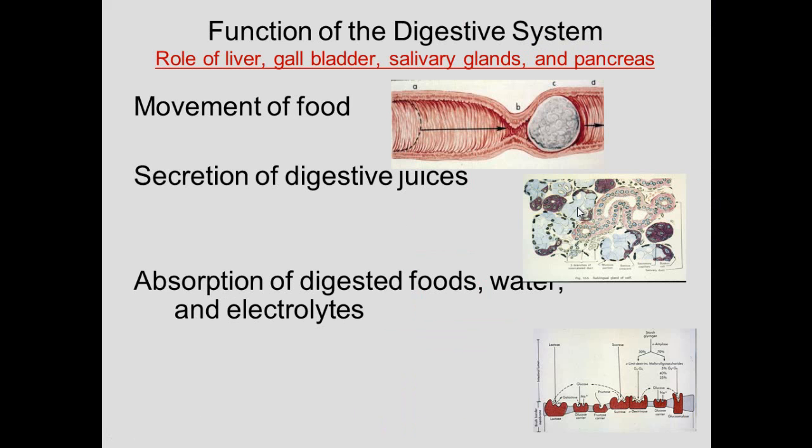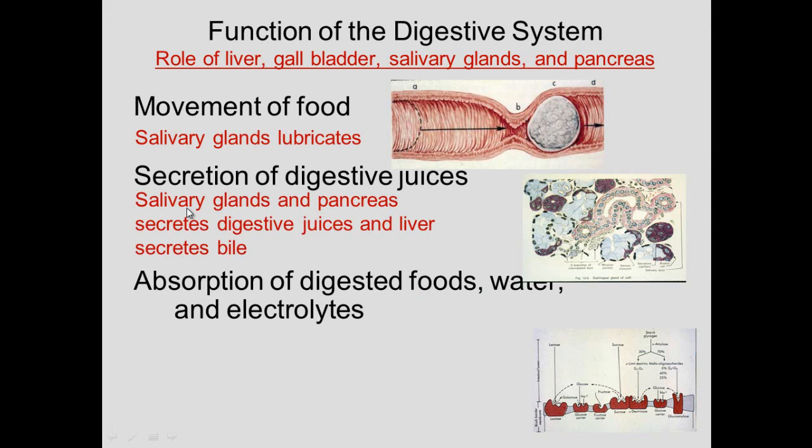Now, the function of the digestive tract is to move food, secrete digestive juices, and absorb foodstuff, and the accessory glands contribute. Salivary glands lubricate things for food to slip down. Also, the salivary glands and the pancreas secrete digestive juices, as the liver secretes bile for emulsifying fats and getting rid of cholesterol. The liver stores nutrients and it cleans the blood.